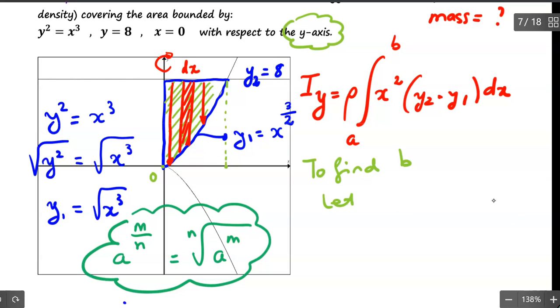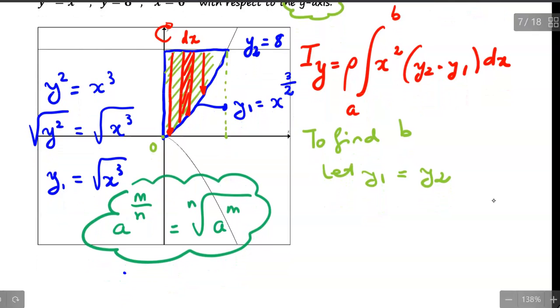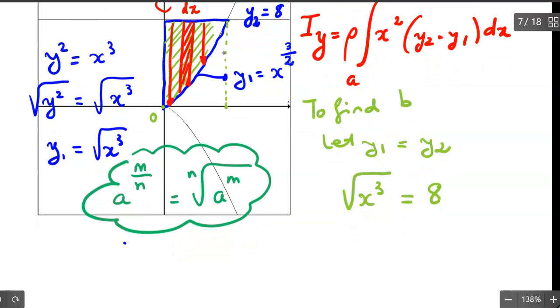I'm going to let y1 equal to y2. Letting these two equal to each other, I am going to have the square root of x to the exponent 3 equal to 8. Alright. In order for us to solve for x, you need to get rid of the square root first. So what you do is you will square this function.